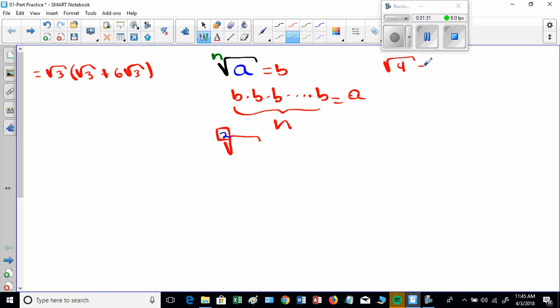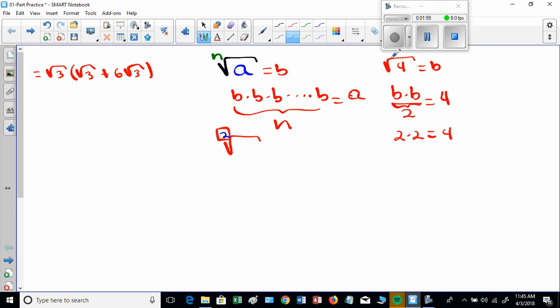So we need to look for a number b. And what this means is, since the index is 2, you have to multiply b by itself twice. It means 2 times, not divided by 2. This means multiply by itself 2 times, so that it gives you the number 4. In this case, this number is 2 times 2, equal to the number 4.